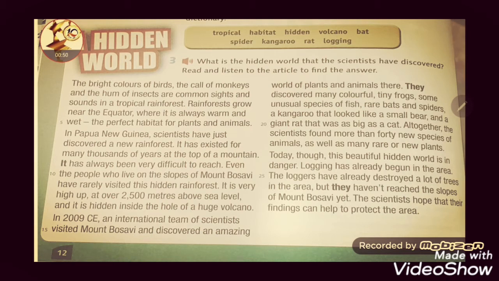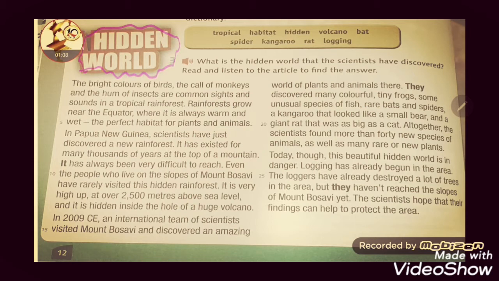To check the meaning of any word you don't know, use the activity book glossary. So we have the meanings in the activity book glossary. We are going to read about the rainforest, a hidden world. So this is our what? This is our lesson title.